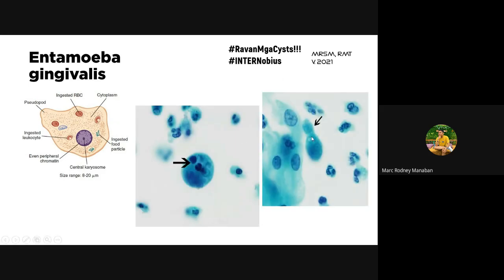Okay, and this is the pseudopod. So if you can see, the characteristics of the trophozoite is quite similar with the characteristics of your Entamoeba histolytica trophozoite. So it's important that we differentiate the two, because in cases of pulmonary amoebic abscess, we can recover E. histolytica or E. gingivalis at the same time.